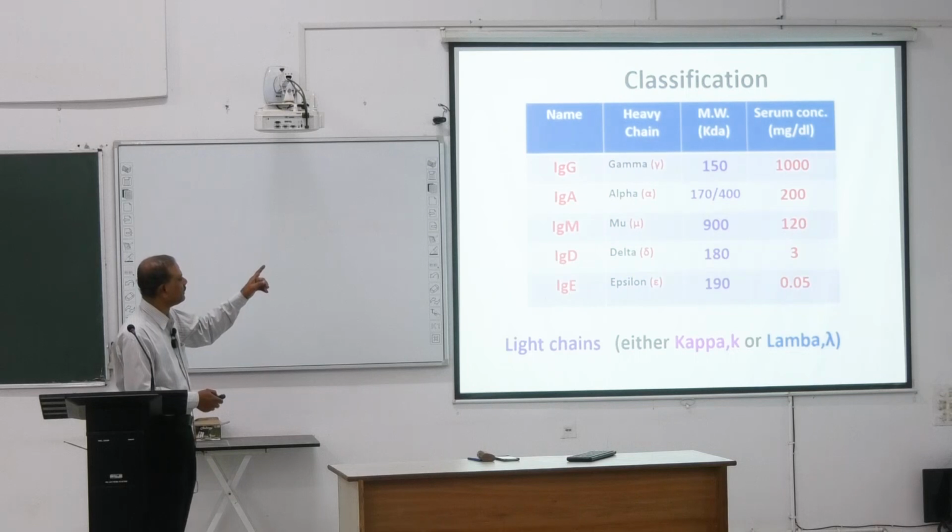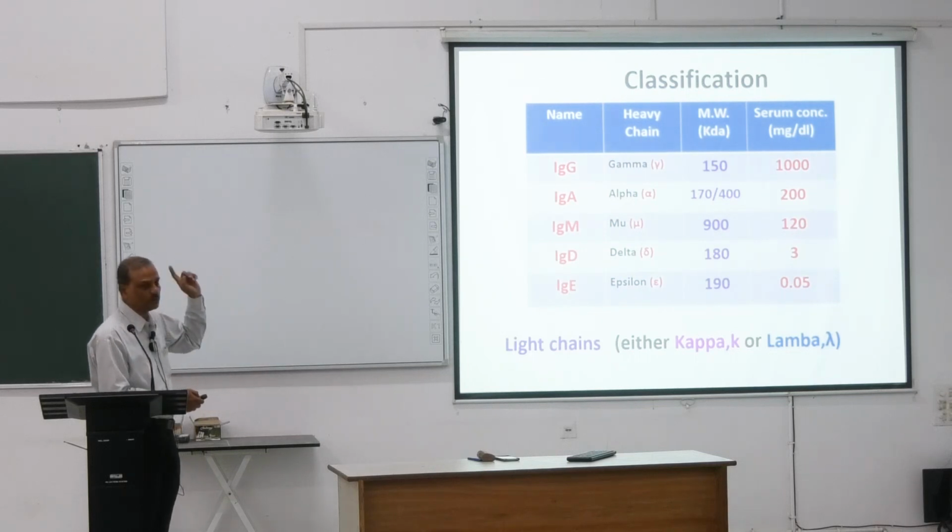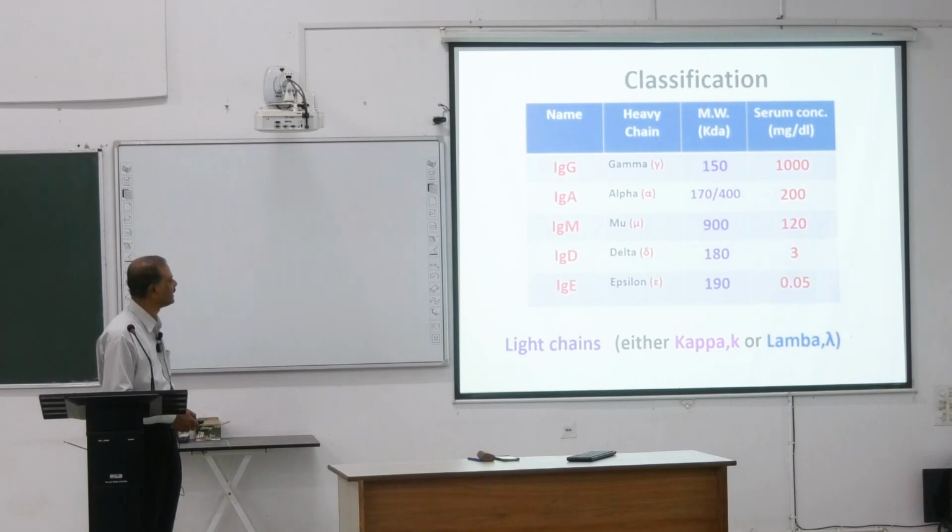So the classification is based basically on the heavy chain. What kind of heavy chain is there? That is IgG, IgA, IgM, IgD, and IgE, and that is due to the heavy chains, which are named gamma, alpha, mu, delta, and epsilon. Basically, I have classified them according to serum concentration. The highest serum concentration is with IgG, on the order of 1000. IgG and IgD are usually monomers. IgA can exist as a monomer, but mostly it is a dimer, and that is the reason why the molecular weight differs, as you can see.